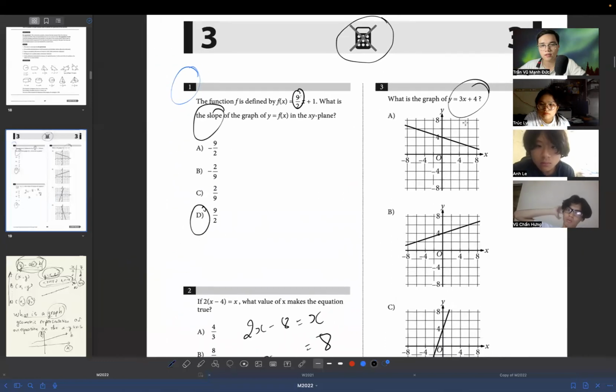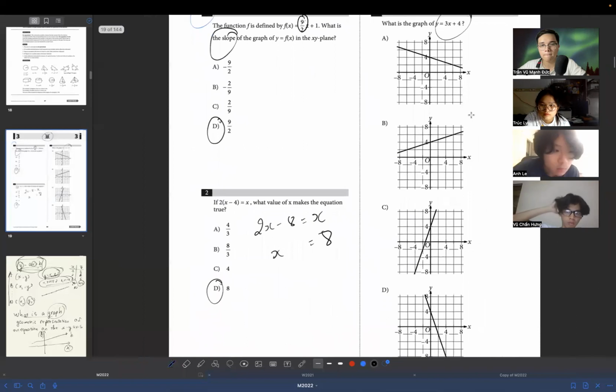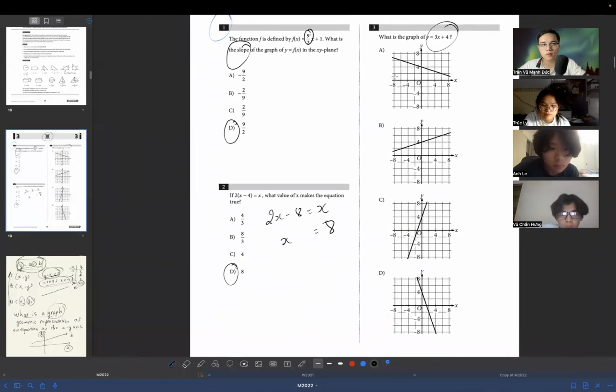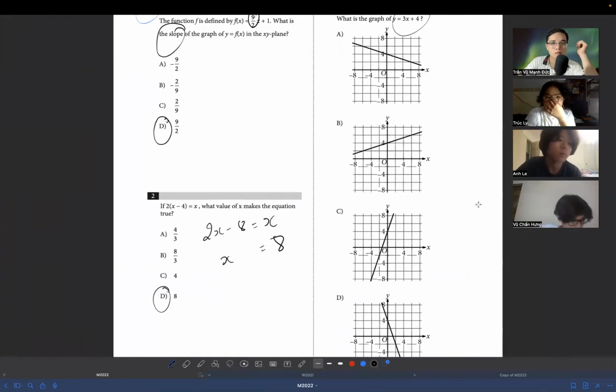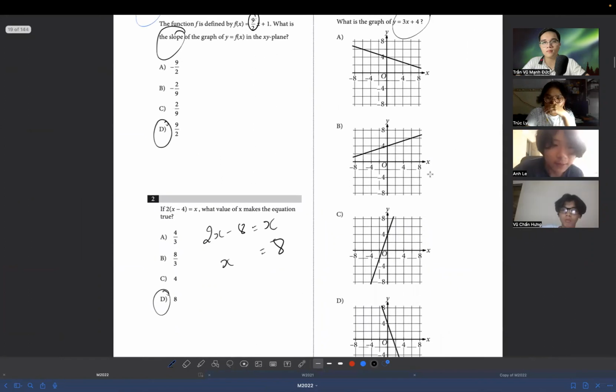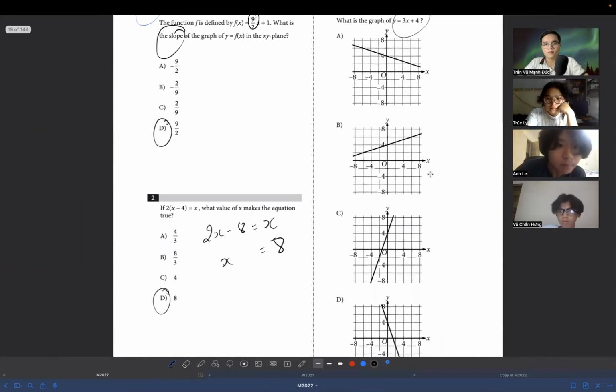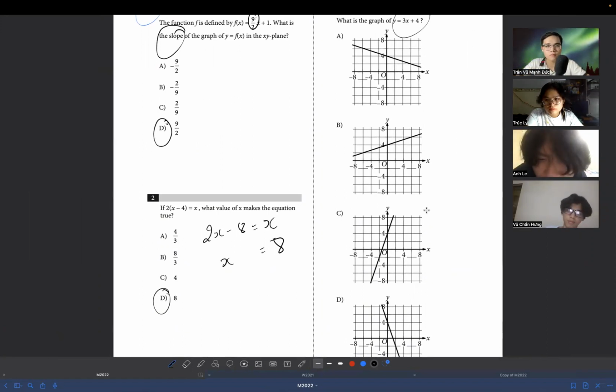Let's see. Can you do this? Can I zoom it in? No, I'm trying to see it because I don't have my glasses on me right now. Sorry. All right.